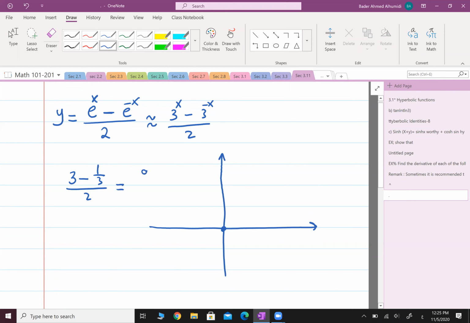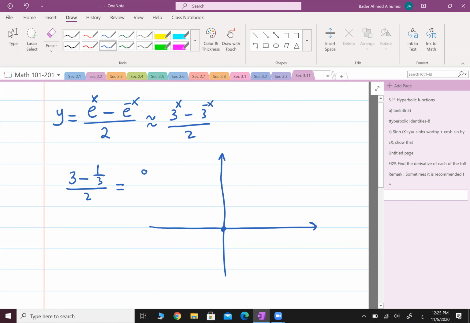Now let us substitute 2. It gives 3 to the power 2 minus 3 to the power minus 2 over 2, and the answer will be 9 minus 1 over 9, over 2. If we multiply by 9 that will be 81 minus 1, that is 80 over 18. If you divide by 2, that is 40 over 9, which is almost 4 point something. So the answer at 2 is a point here, and so on.